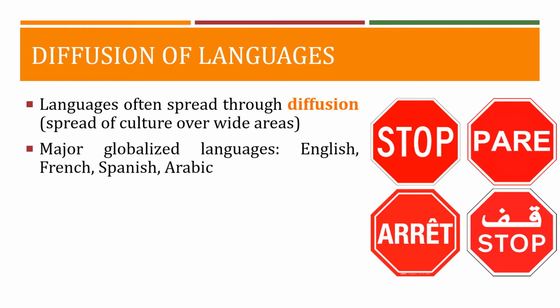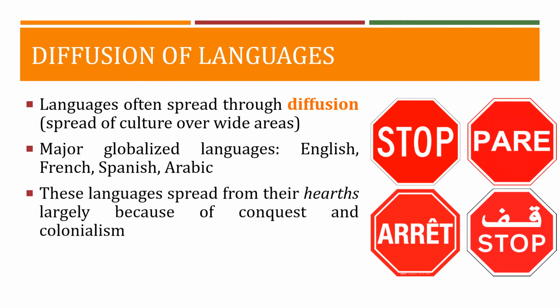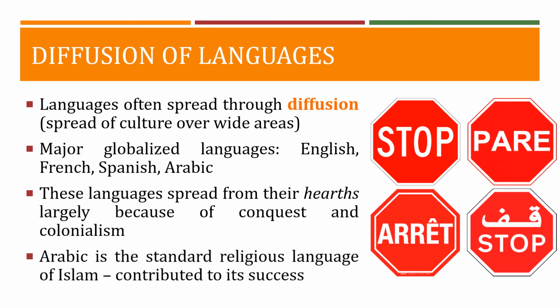So major globalized languages include English, French, Spanish, Arabic, and so forth. Now, the most globalized are going to be those European languages, and that is strictly due to colonization. So these languages spread from their hearths largely because of conquest and colonization. Arabic is a very major world language because of religion. So Arabic is the standard religious language of Islam, which is the second largest religion in the world. And so many Muslims, even if Arabic is not their main language, they learn to at least read in it. Many of them also learn to speak it because of the holy book of the Quran.